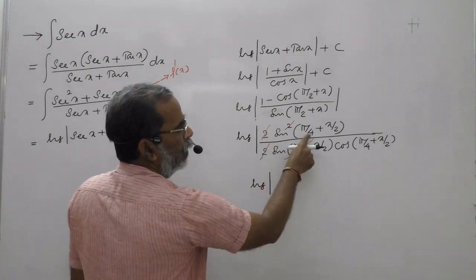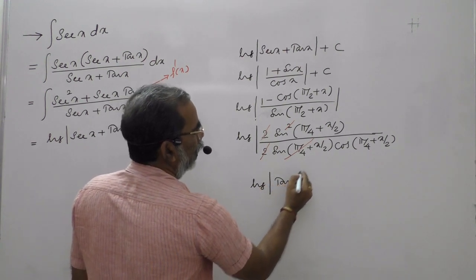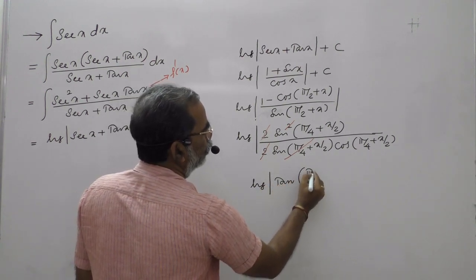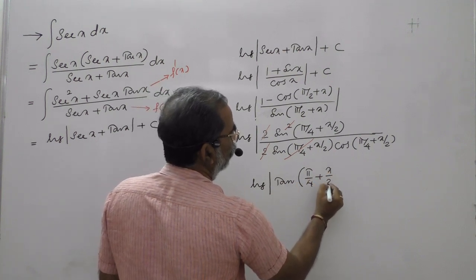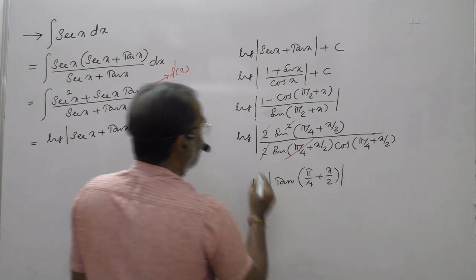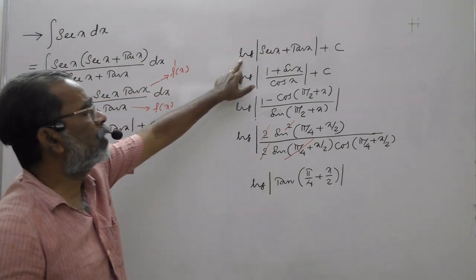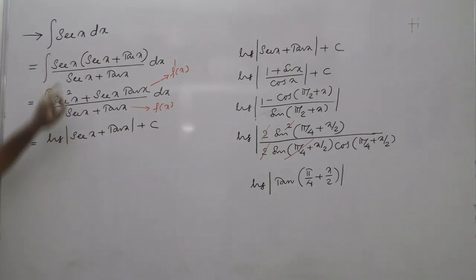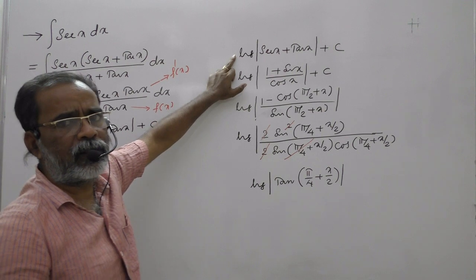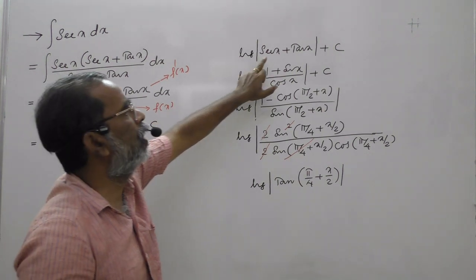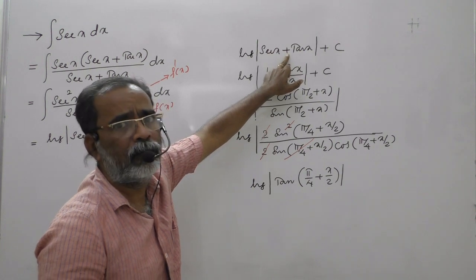We have sin in the numerator, cos in the denominator. Therefore, tan of pi by 4 plus x by 2. What is this? This is equal to this. What is this actually? It is the integral of sec x. So this is the integral of sec x. The integral of sec x is log of sec x plus tan x, which is absolutely true.